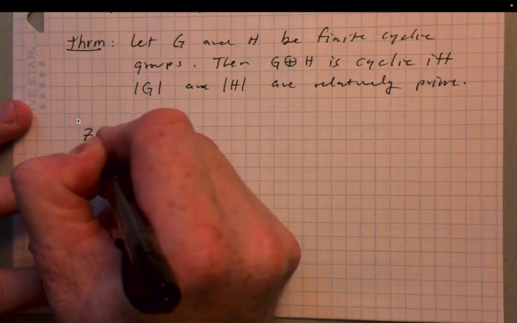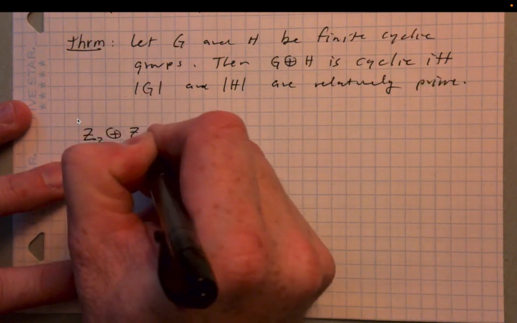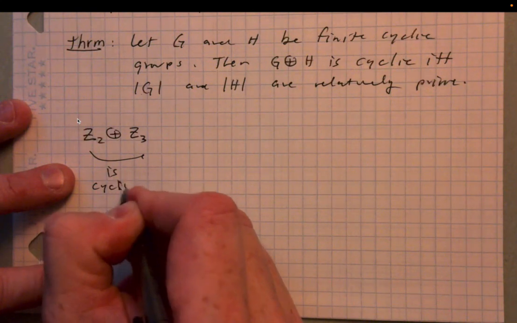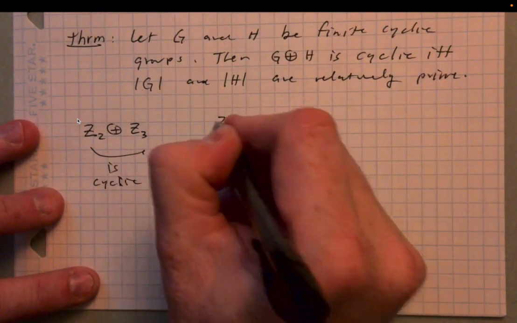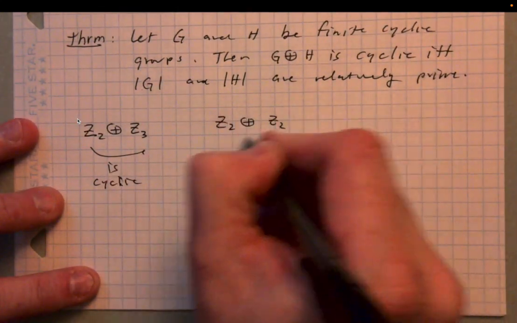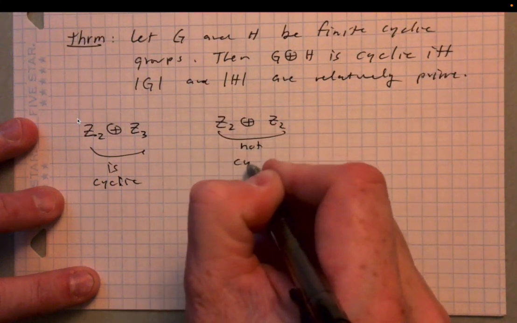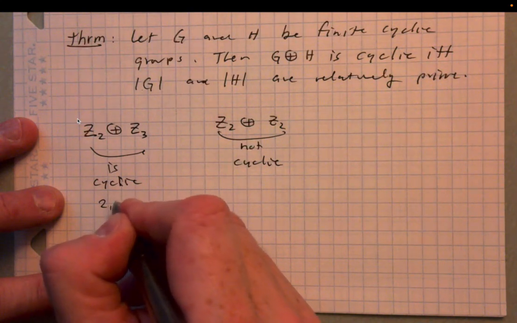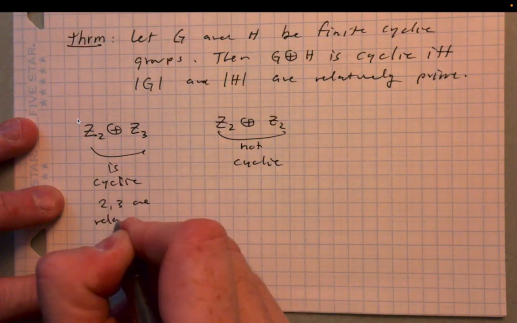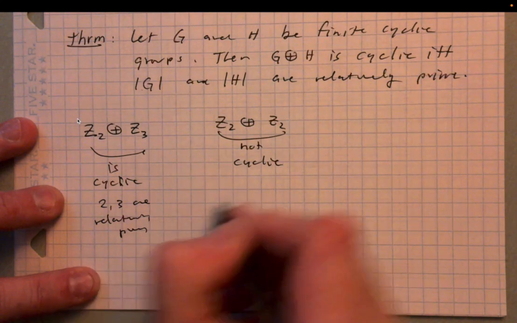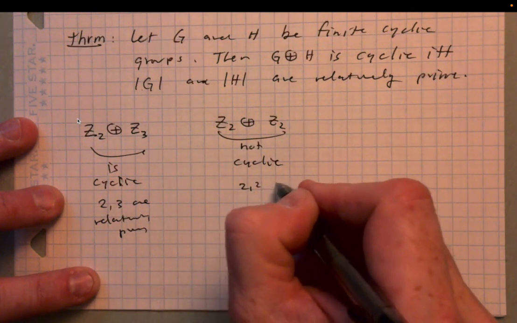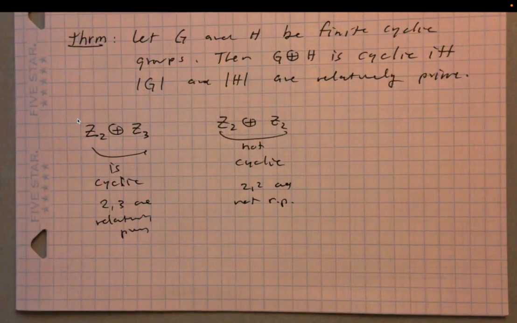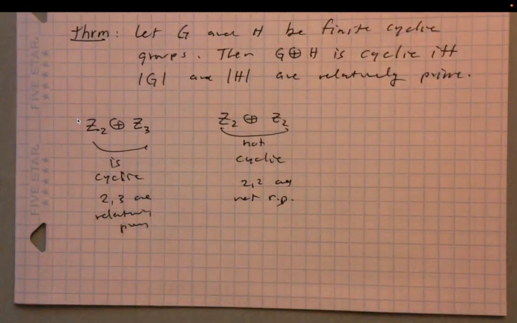And so what we saw: Z2 plus Z3 is cyclic. Z2 plus Z2 is not cyclic. And that's because 2 and 3 are relatively prime, and here obviously 2 and 2 are not relatively prime. Okay, so that was the idea.